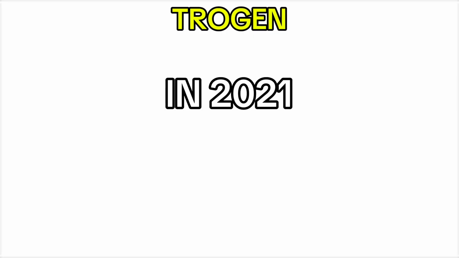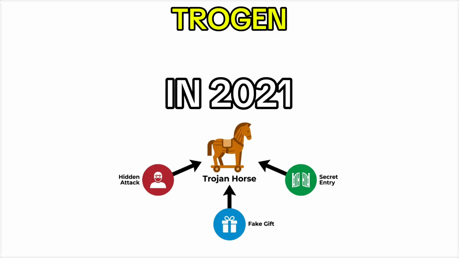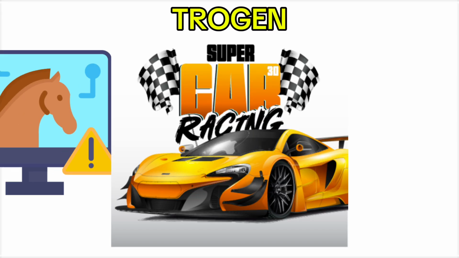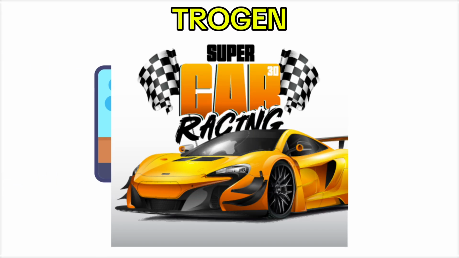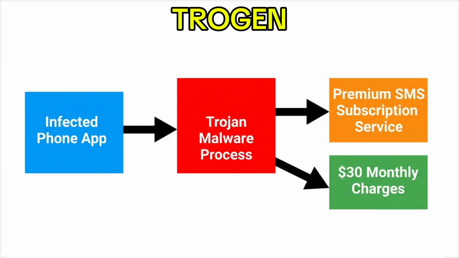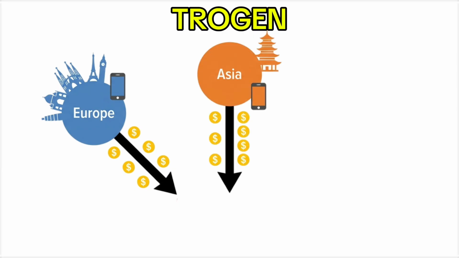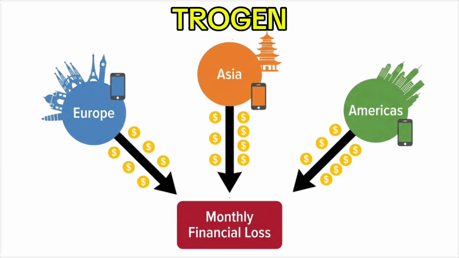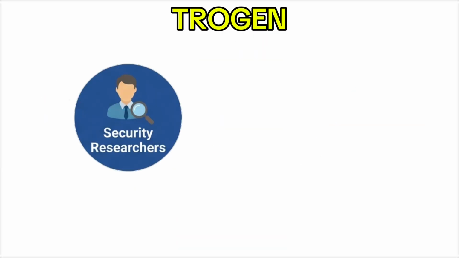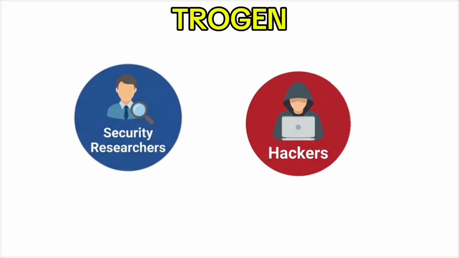In 2021, a Trojan called GriftHorse infected over 10 million Android phones across 70 countries. It hid inside apps like car racing games and utility tools. Once installed, it silently signed users up for premium SMS services costing up to $30 per month. Victims in Europe, Asia, and the Americas lost money every single month without realizing it. By the time researchers discovered it, the hackers had already made tens of millions of dollars.